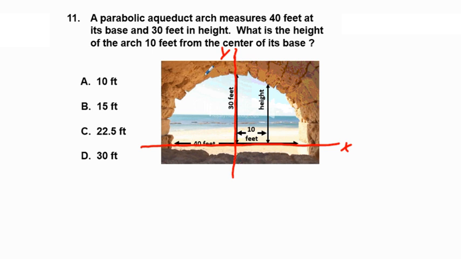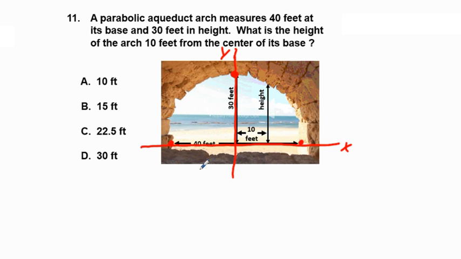And to find the equation of a parabola, how many points do we need? Well, we do need 3 points. And I'm going to put these points, one on the far left of the arch, one on the far right of the arch, and one here at the very top, the maximum of the arch. So with these 3 points, we're going to use our calculator to find an equation, and use that equation to find the height here 10 feet from the center.